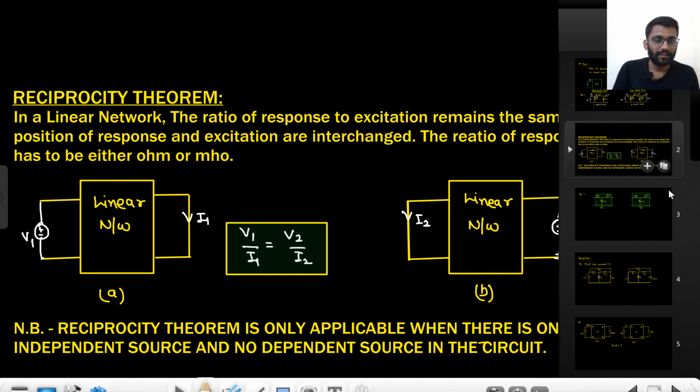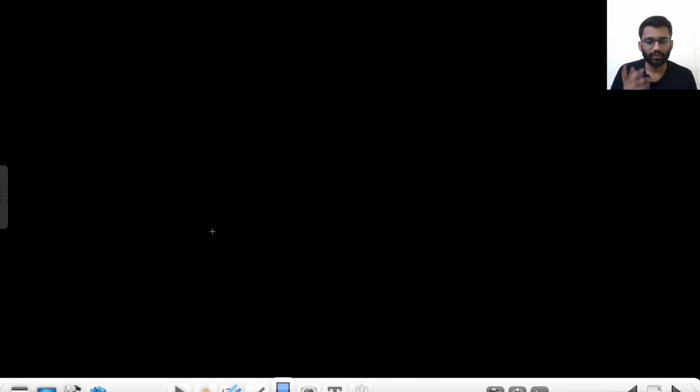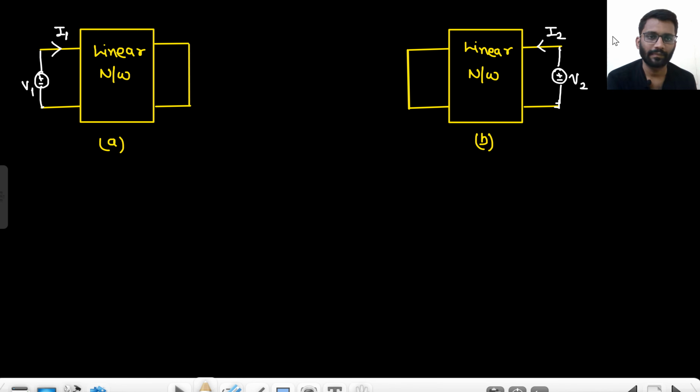There is one important point regarding this theorem. Most students get it wrong many times. I will just copy the circuit. So this is the scenario. A linear network, V1 voltage, I1 current, V2 voltage, I2 current. Tell me one thing, is V1 by I1 equal to V2 by I2? Those who have already studied this theorem, is this right?